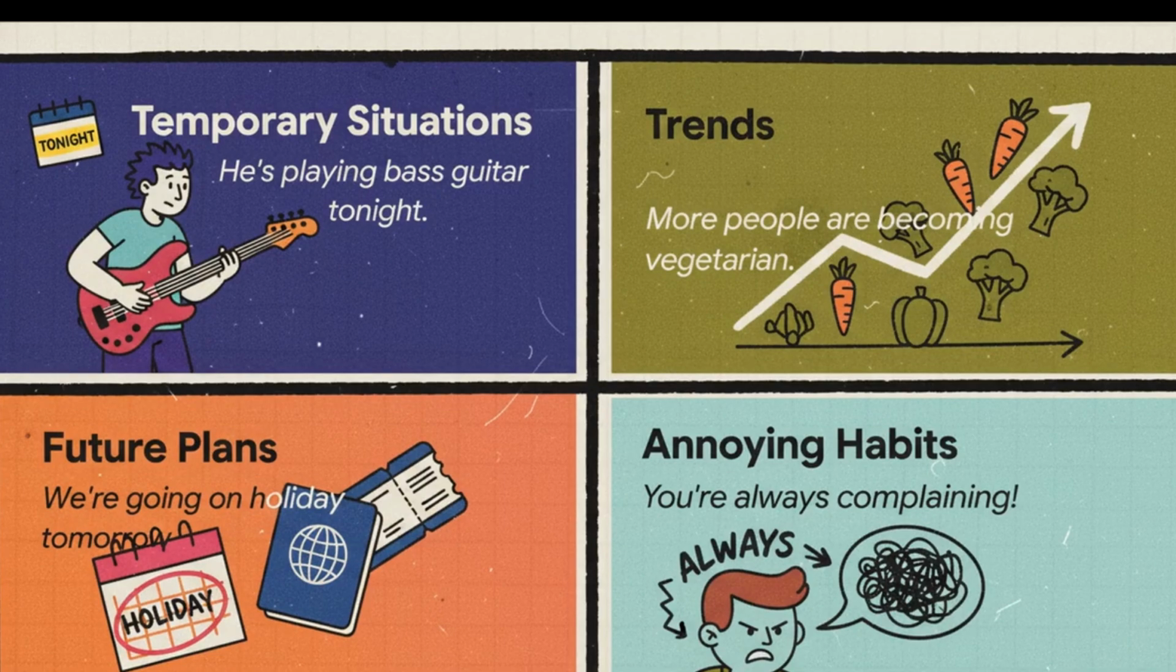This tense is actually way more flexible than you'd think. We also use it for situations that are just temporary. For example, maybe he usually plays drums, but tonight he's playing bass guitar. We also use it to talk about trends, things that are changing over time, like more and more people are becoming vegetarian. And get this, you can even use it for future plans that are already set in stone, like we're going on holiday tomorrow. Oh, and here's a fun one. We use it for annoying habits, but you gotta pair it with the word always. Like when you say, you're always complaining.